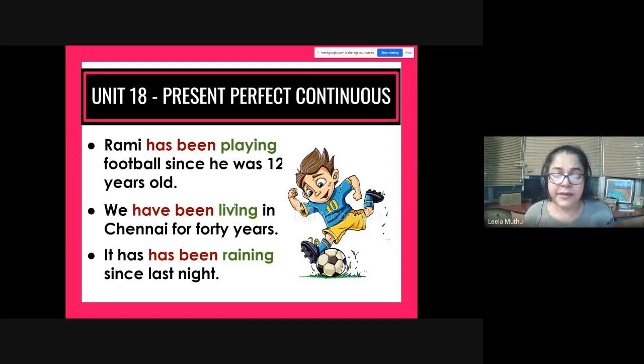It has been raining since last night. So the action that happened in the past, it started raining last night and it is still continuing. Even now, it is still raining. So it has been raining since last night. Okay, so these are all present perfect continuous. An action which happened in the past and it is still continuing now.